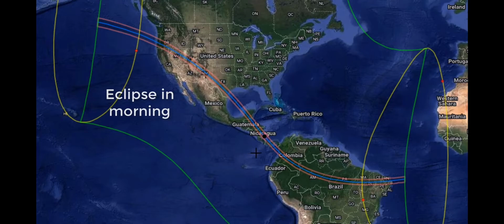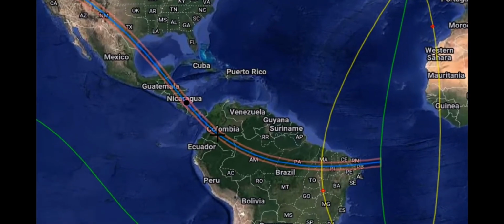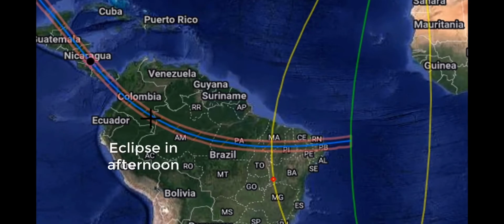At that spot right there, however, the eclipse takes place exactly at local noon. So the annular phase of the eclipse will be higher in the sky there than anywhere else on the globe. Once you're east of that, the eclipse becomes an afternoon event, and by the time you get out here to eastern Brazil, the eclipse is in the evening. If you park off in the Atlantic Ocean over here, you could see the sun set while it's still eclipsed.